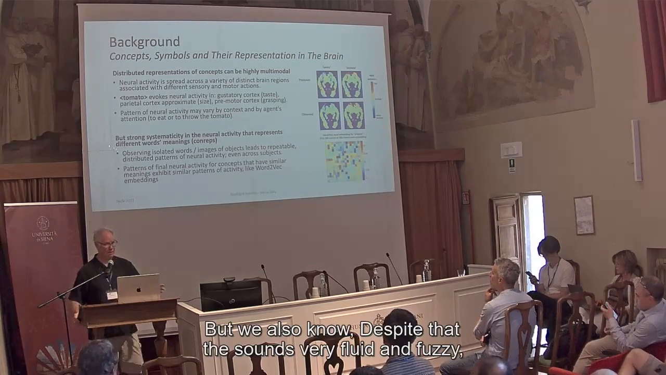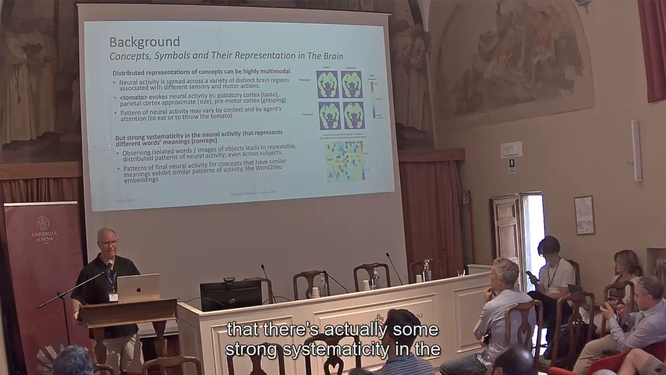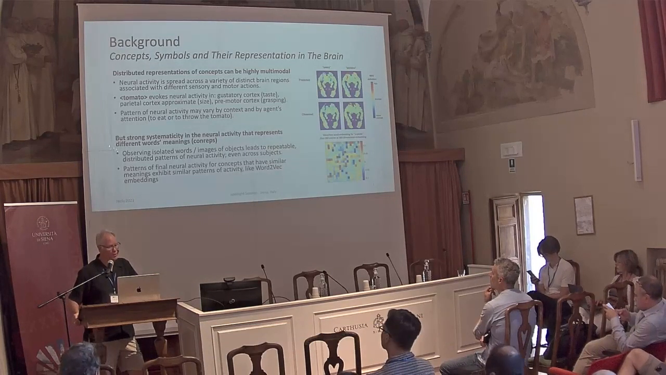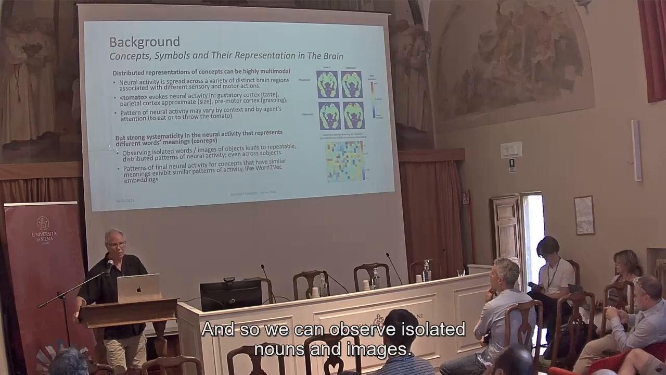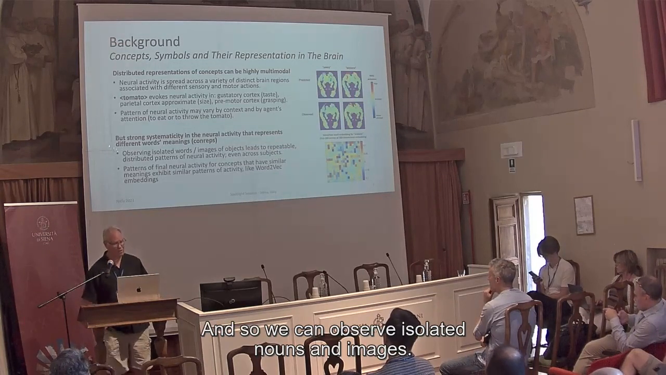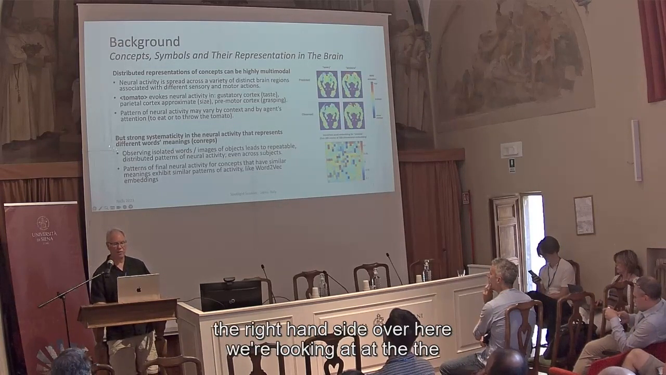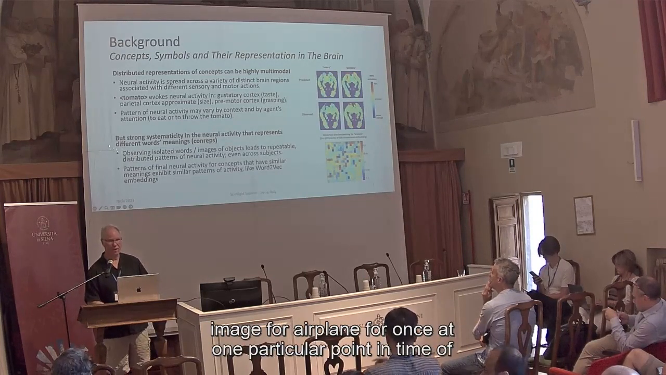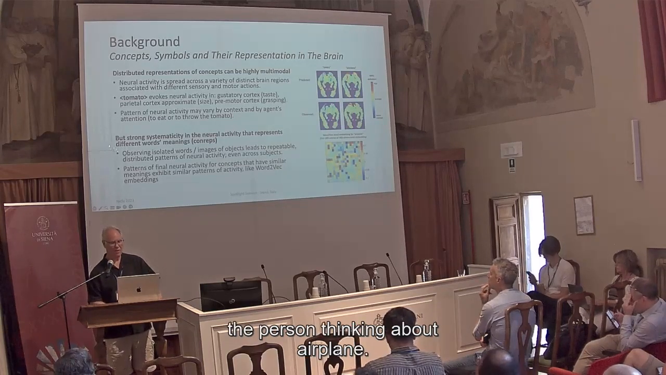But we also know, despite that this sounds very fluid and fuzzy, that there's actually some strong systematicity in the nervous system around concepts and symbols, too. But I'm really talking about concepts at this point. And so we can observe isolated nouns and images. And when we do that and look inside the brain, for example, on the right-hand side over here, the bottom left-hand corner is the actual observed image for airplane at one particular point in time of the person thinking about airplane.